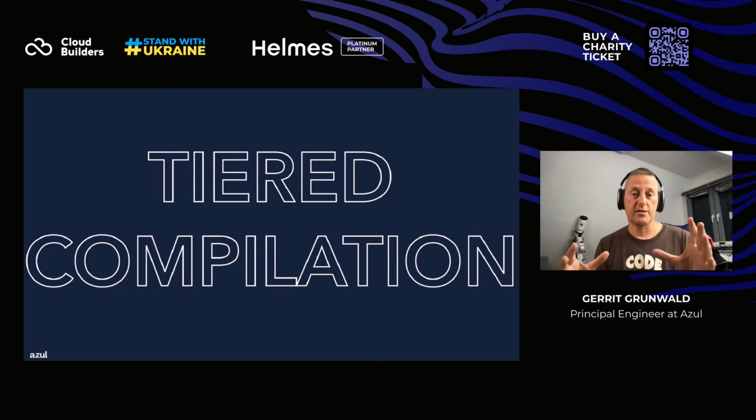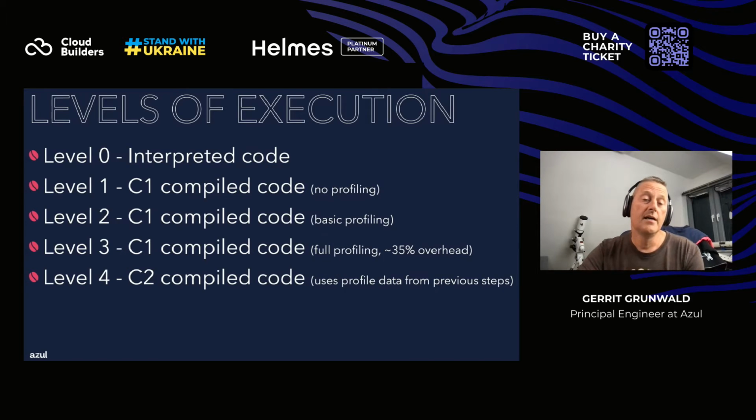And this is called tiered compilation. So we have the C1 compiler, and then if the C1 compiled code was hot enough, it will be passed to the C2 compiler. So this is called tiered compilation. And there we have different levels of execution.